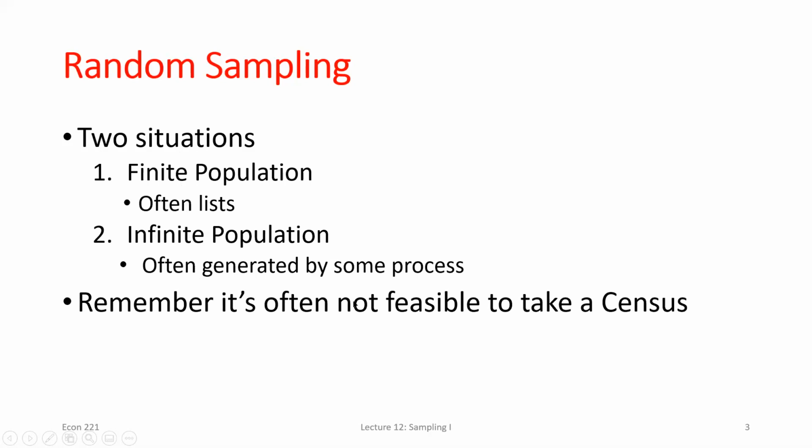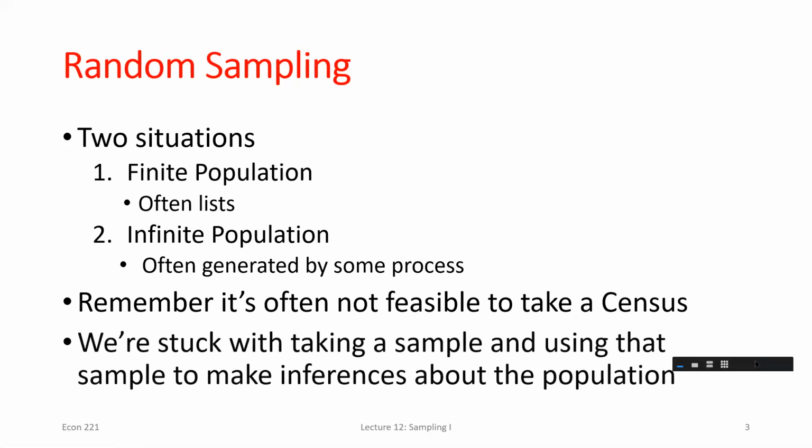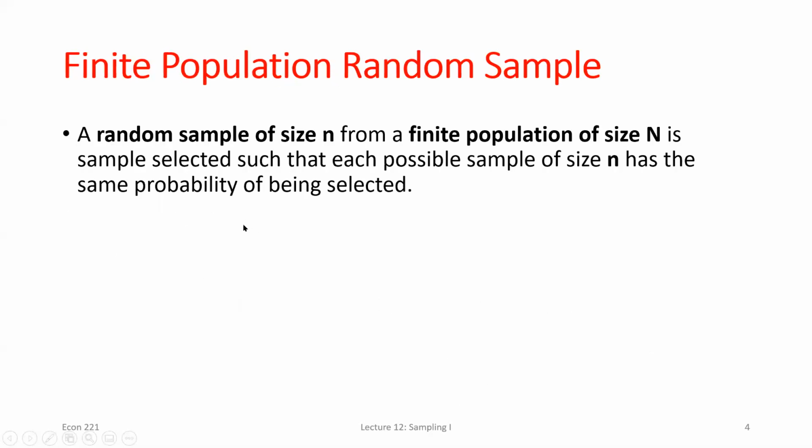One thing that we often don't have, though, is the actual population data. It's not very feasible to take a census. We've already talked about this before. So we have to resort to a sample and make inferences about the population using the sample. Don't worry too much about this if you're jotting things down. It's just setting things up.